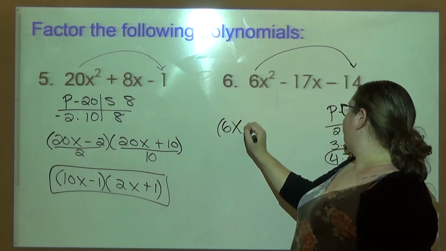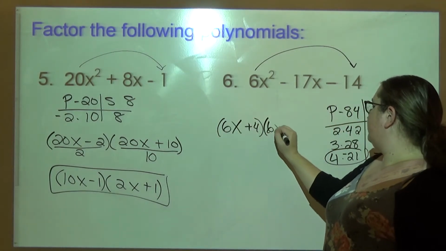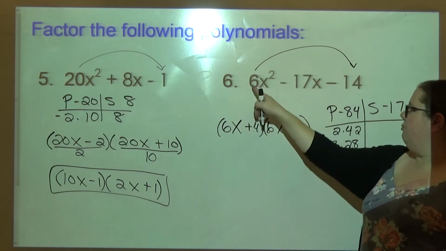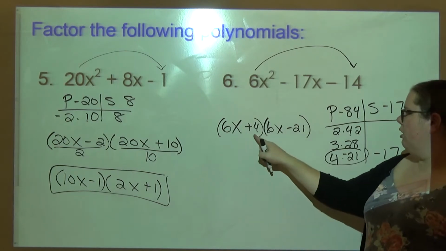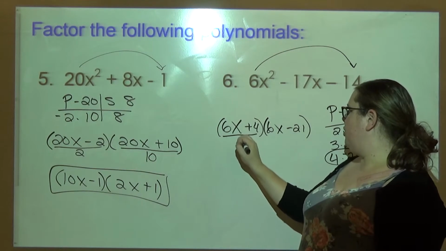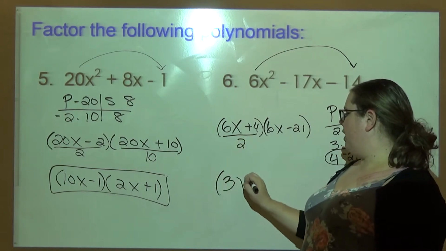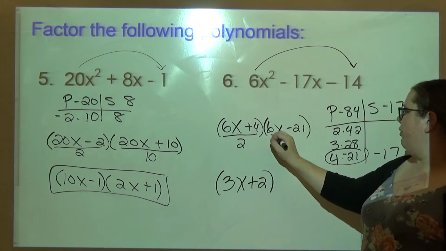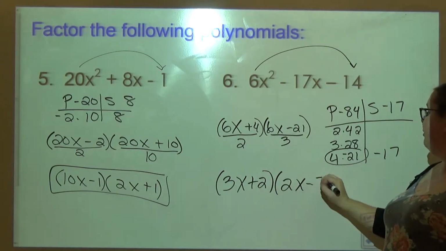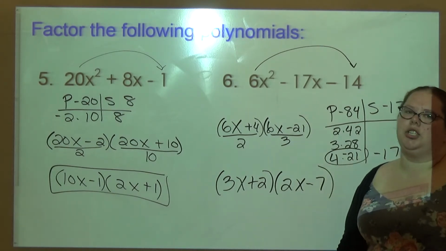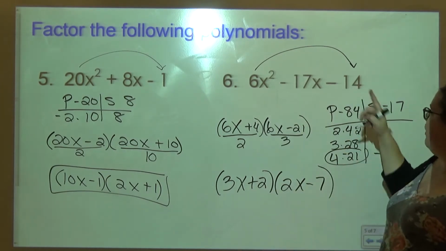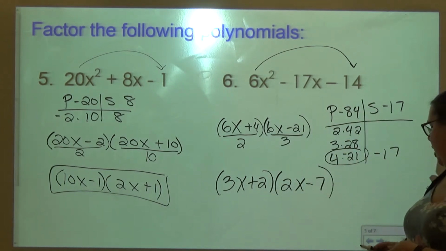So we have 6x plus 4 and 6x minus 21. Remember I put 6 in both, and now we have to get rid of a 6 somehow. I can't get rid of an entire 6, but a partial 6. I can divide by 2, and we're left with 3x plus 2. Over here I can get rid of a 3, and I'm left with 2x minus 7. And these are nice, you can check them quickly. 3 times 2 is 6, 2 times negative 7 is negative 14. So I'm pretty confident I got it right.